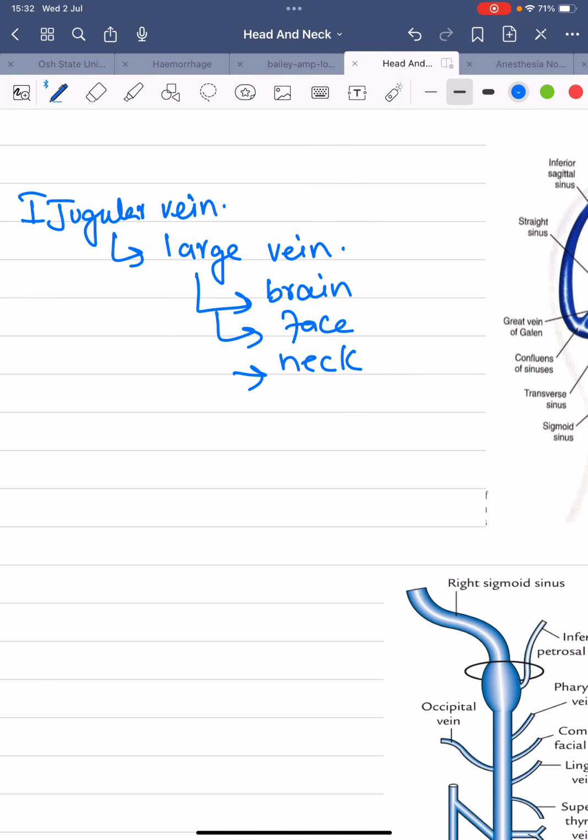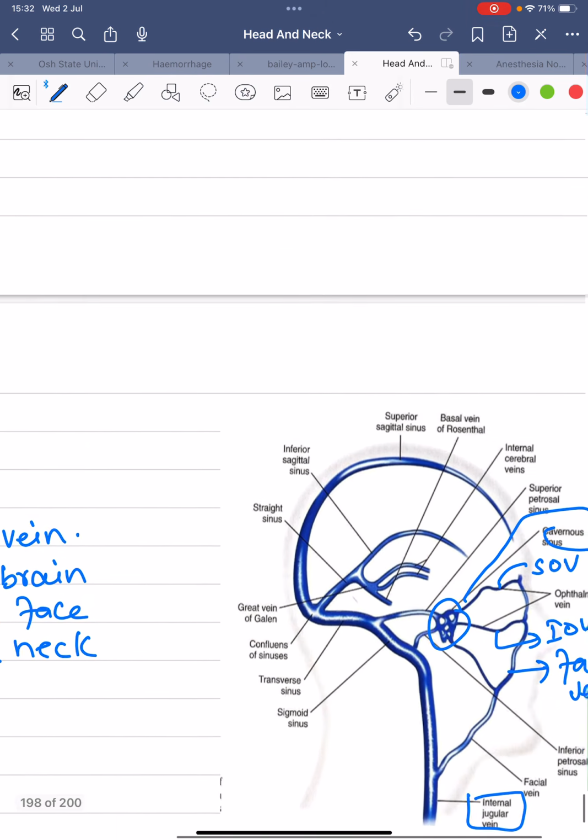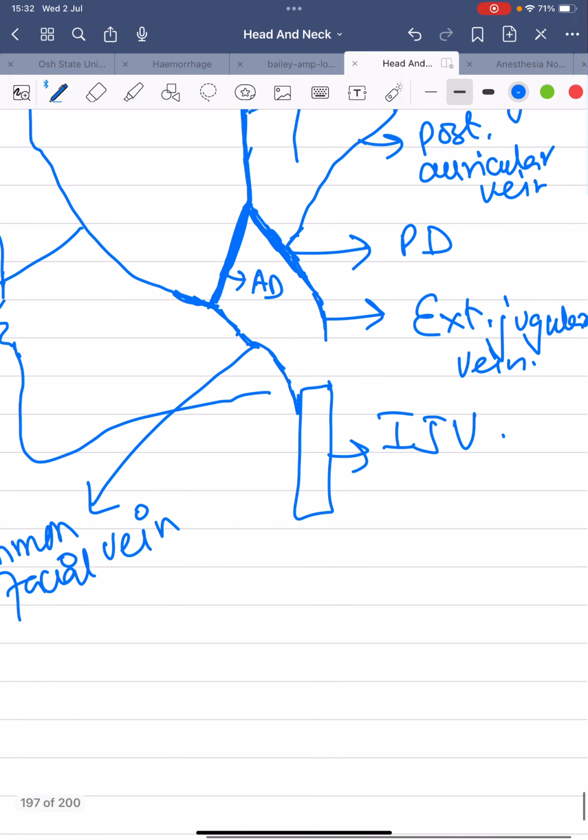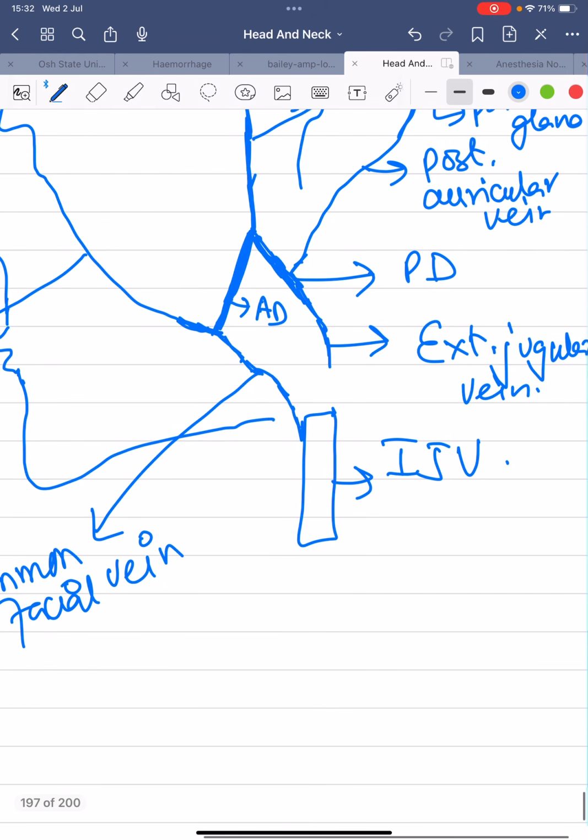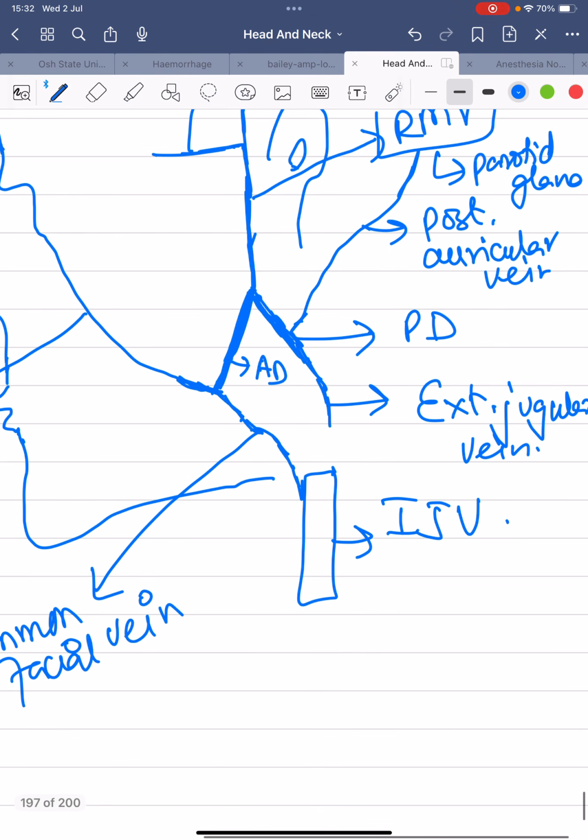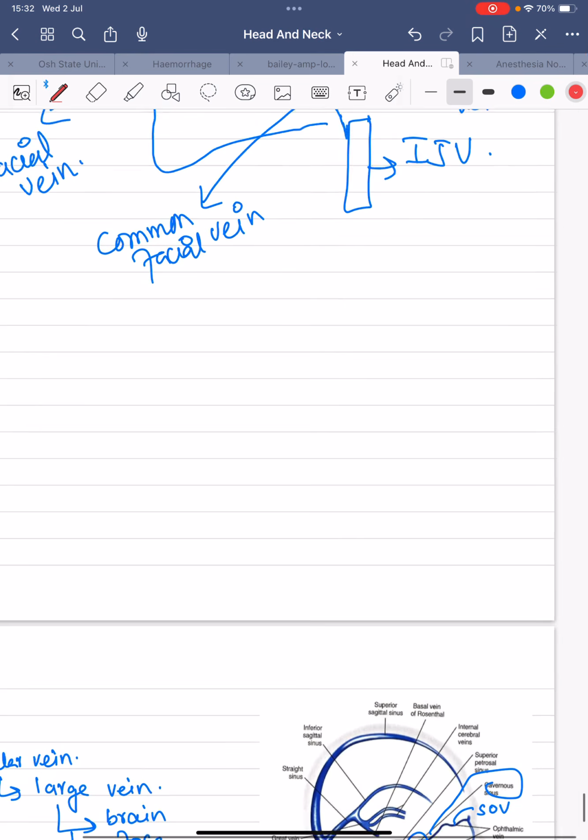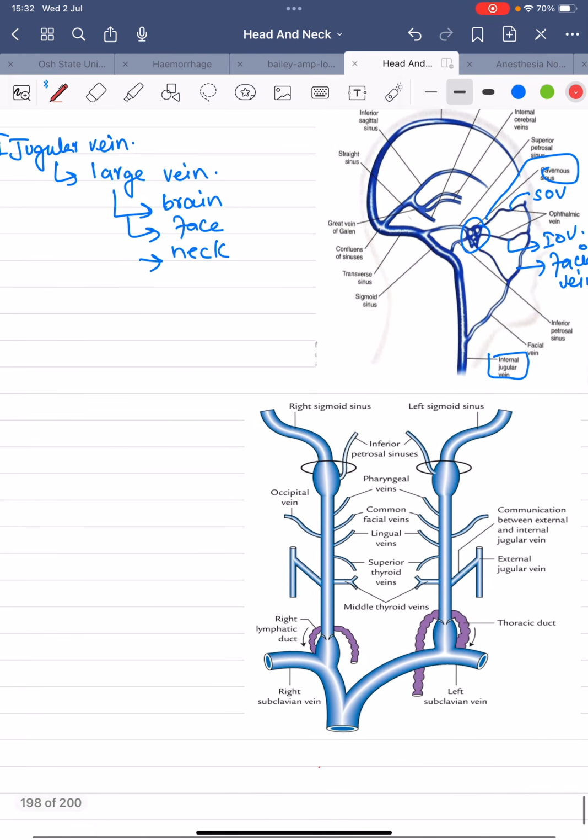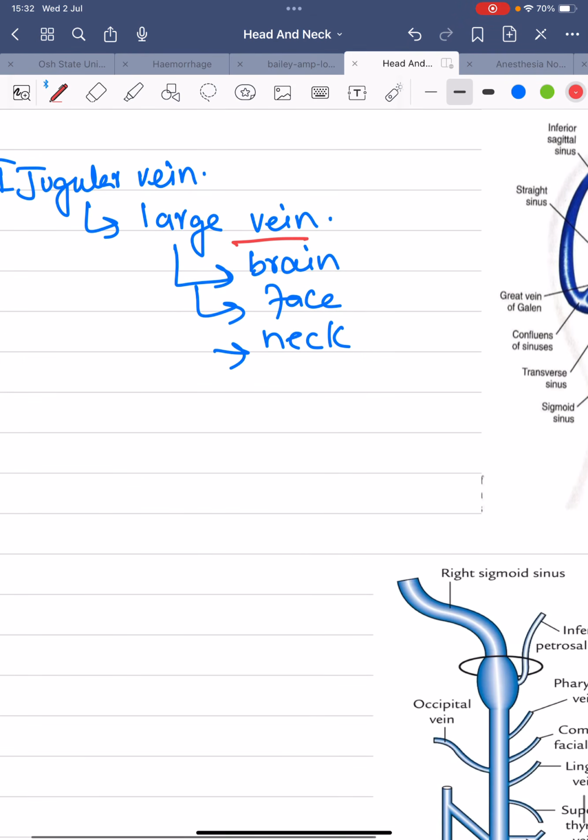Okay, the external jugular vein, we already discussed that. The external jugular vein, see here all students, is formed behind the angle of the jaw by the posterior auricular vein and the posterior division of your which vein, retromandibular vein. Okay, so this is your external jugular vein. But when we are talking about the internal jugular vein, it is the large vein. It is receiving the blood from the brain, the face and the neck region.